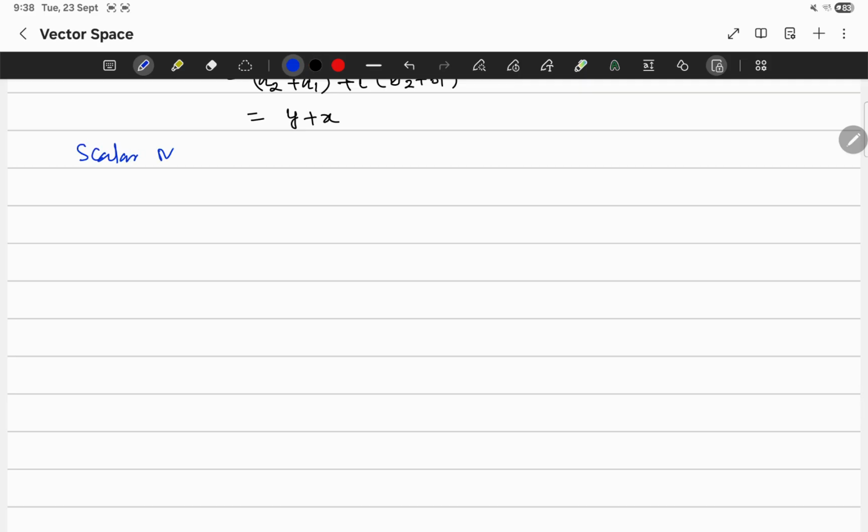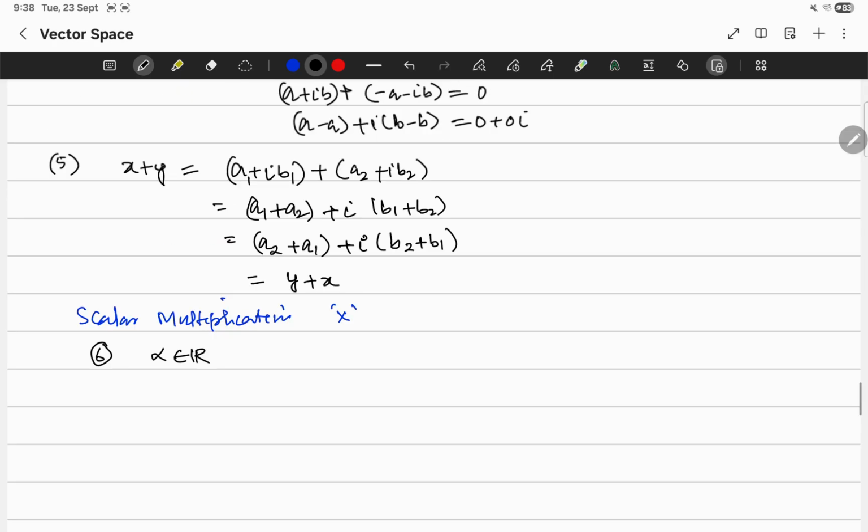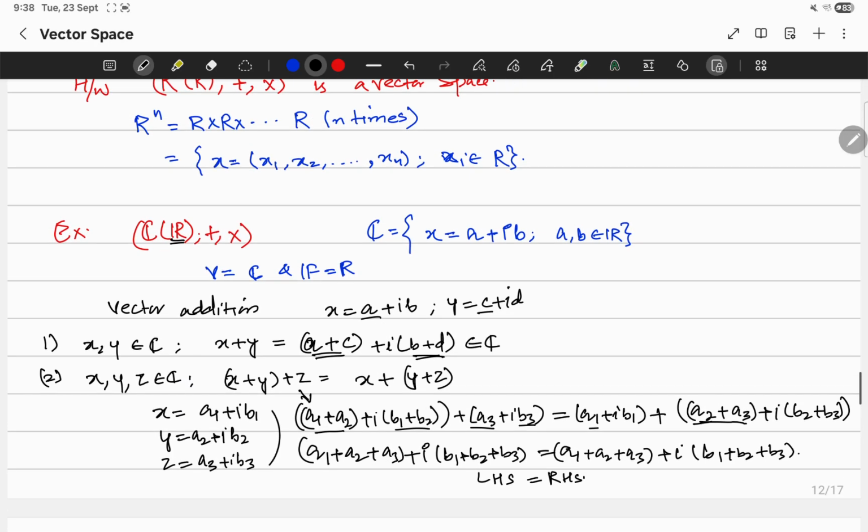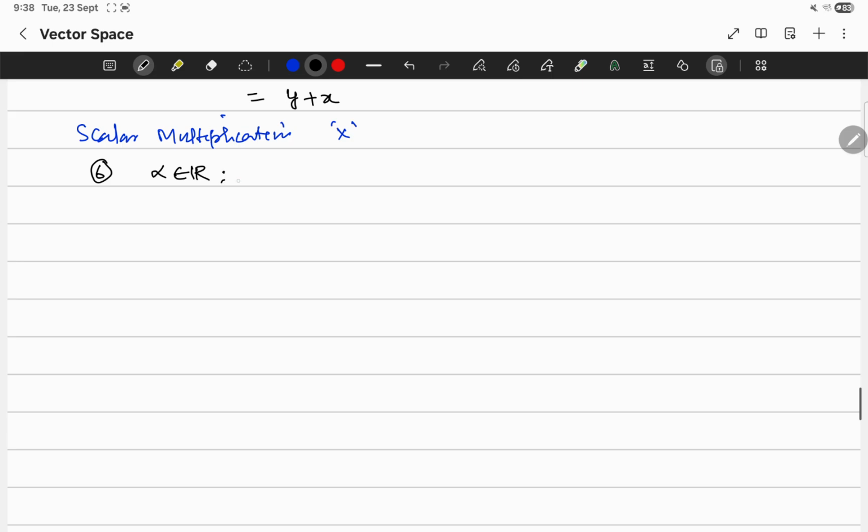that is called the external composition. In the external composition, we are taking the second operation, multiplication. Let's do that. So what is the sixth property? Take any element of the field, and your field here is R. So take any element of R and any element of C, then multiply alpha with x. So it will be equal to alpha times A plus iota alpha times B, since your x is A plus iota B.